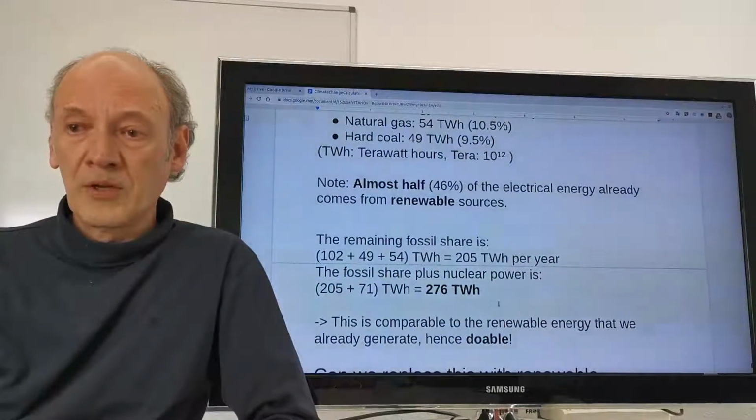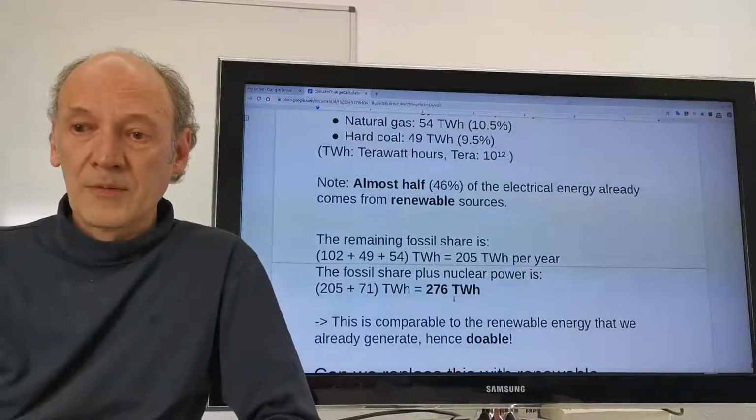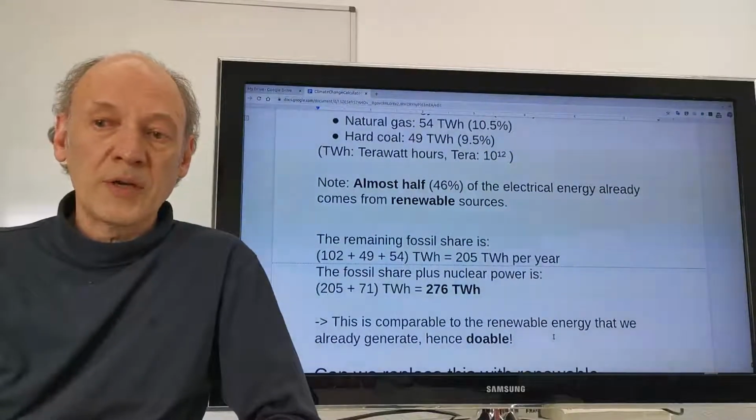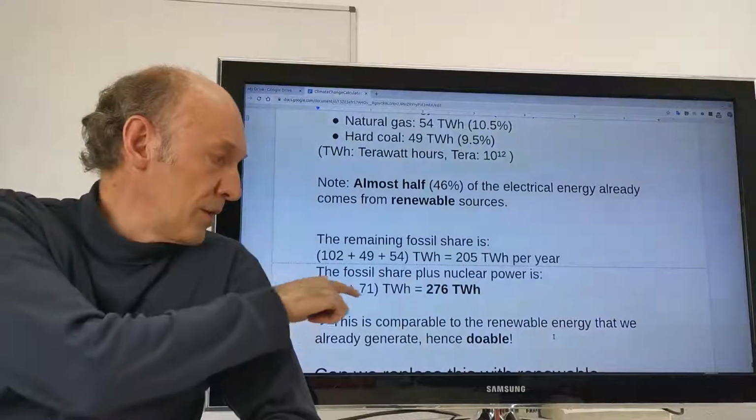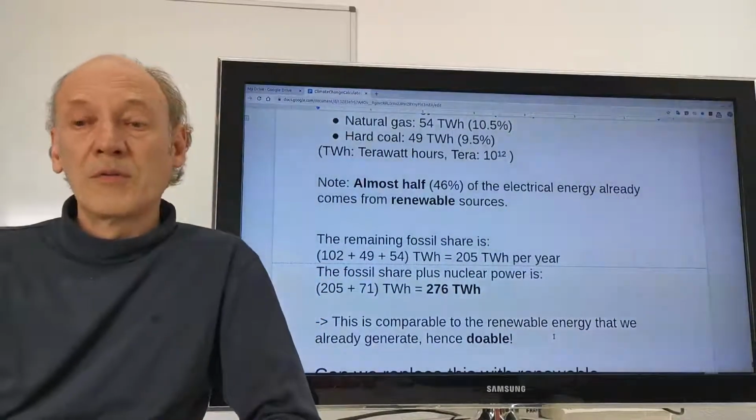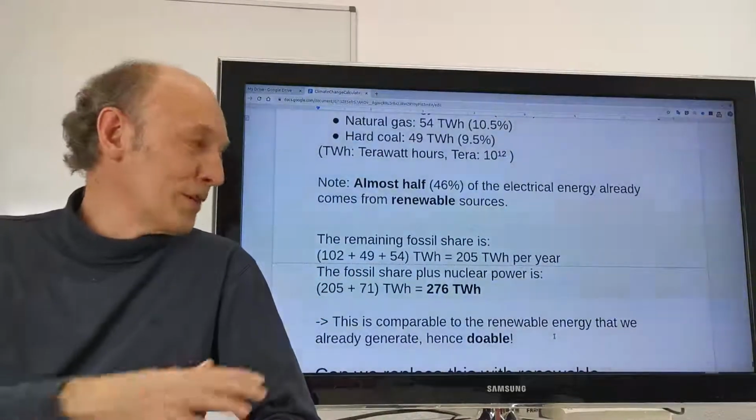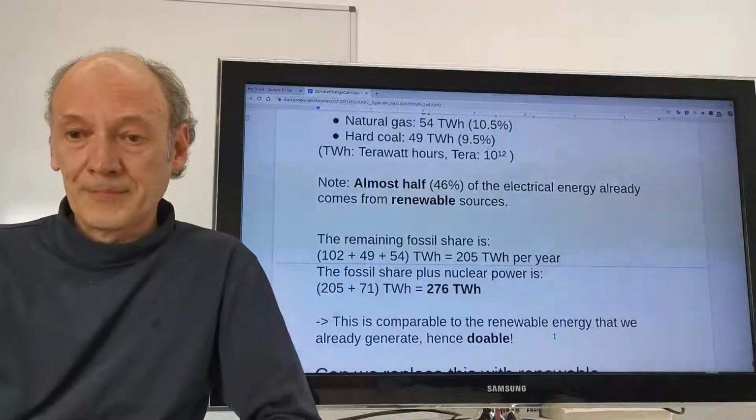So this is the remaining share. And this remaining share is already comparable to the renewable energy that we already have. This means it's doable, right? We just have to do it again. And then we're there.